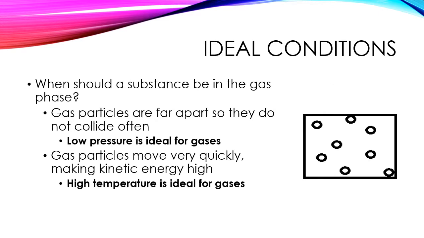So if we consider the gas phase, what would be ideal conditions for pressure and temperature for gases? Since gas particles are very far away from each other, they won't collide as often as they would in the other states, and so lower pressures are more ideal for gases. However, they are moving very, very fast, which implies that on average they have a higher average speed and a higher average kinetic energy. This means that gases should have high temperatures. So ideally, a gas would occur at low pressure and high temperature.